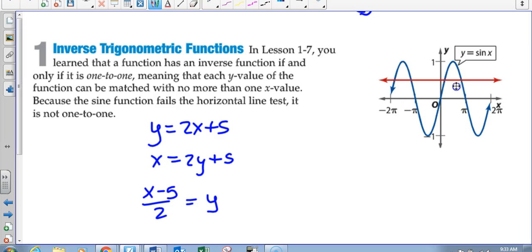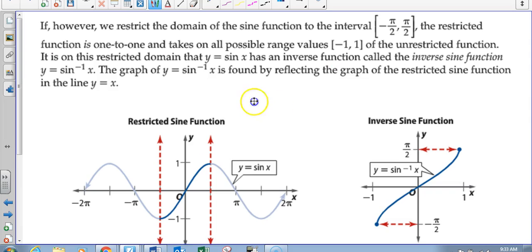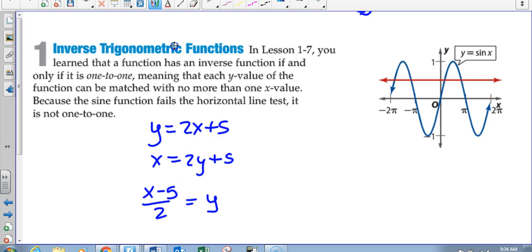Clearly, sine, cosine, and tangent, because they're periodic and keep repeating, aren't going to pass the horizontal line test. Does that make sense? Okay. So in order for these to have an inverse, they have to have a restricted domain. Just want to go over this real quick.